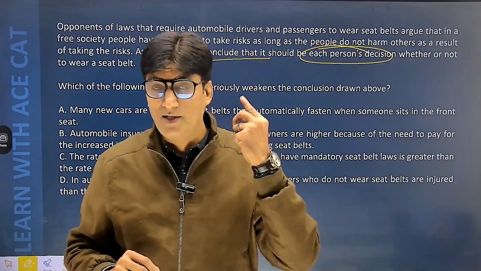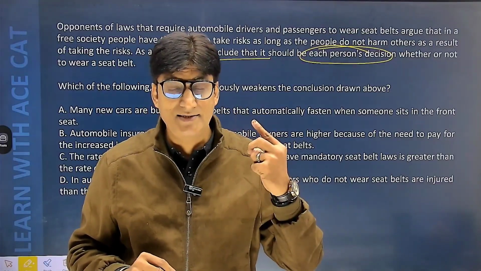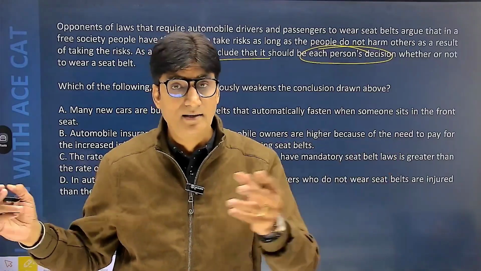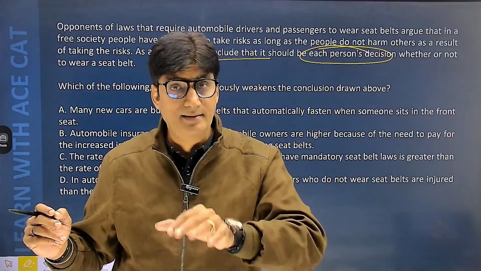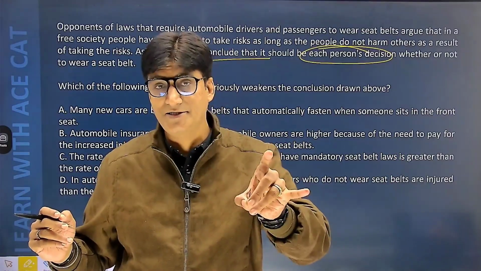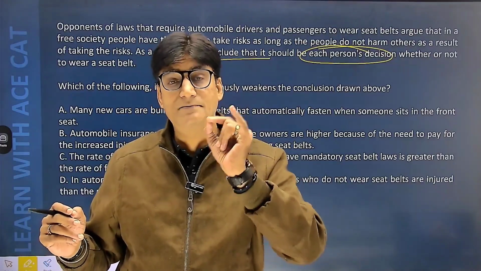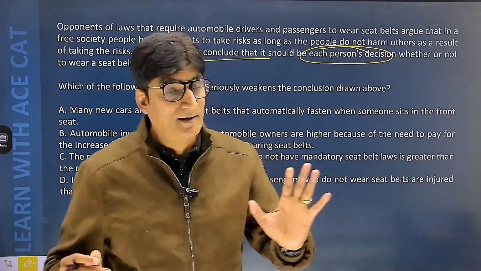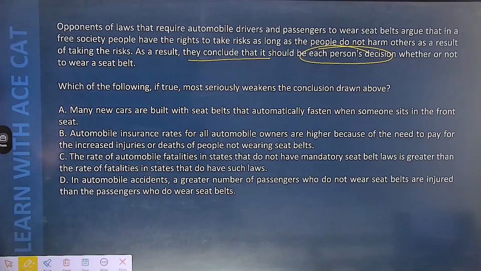Okay, and what is the logic? Try to understand. The logic is, we live in a free society, we should have the freedom to take risk as far as we are not hurting others. Okay, so this entire conclusion is based on this particular premise. So now let us read the options. Let us try to understand.